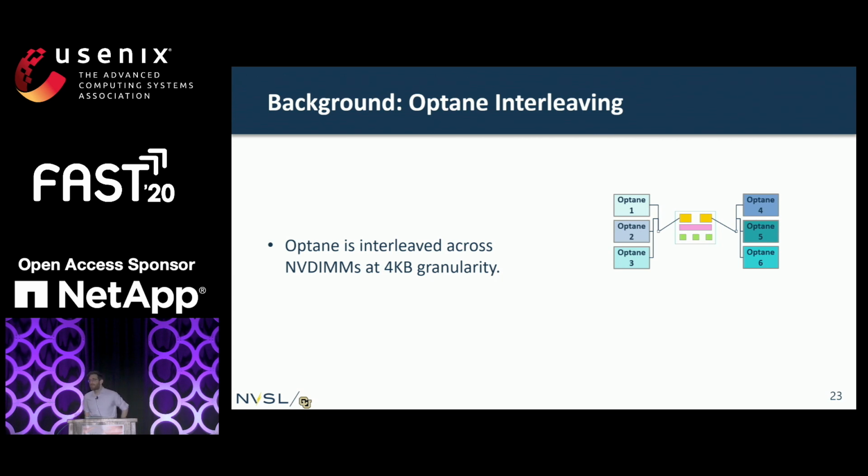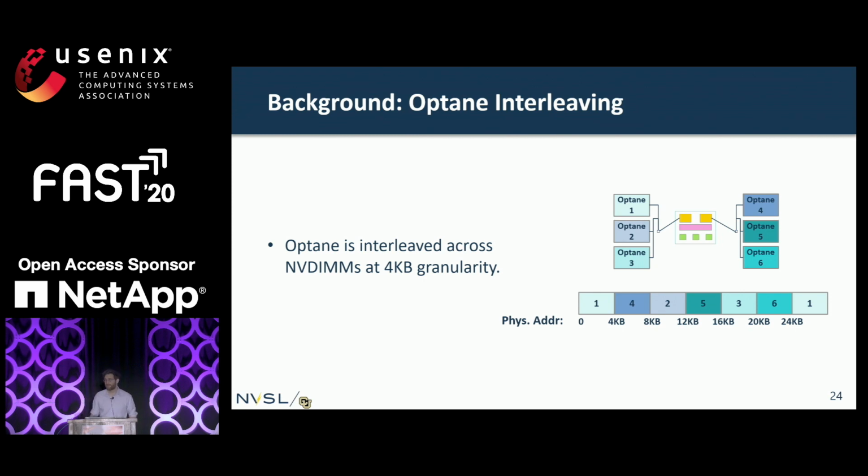Okay, so one other thing that's important to understand about Optane from a performance perspective is that, generally speaking, Optane is interleaved across non-volatile DIMMs at 4K granularity. That is, if we have some set of physical addresses, the first 4K is going to reside on Optane DIMM 1, and then the next 4K is going to reside at the other memory controller at Optane DIMM 4, and then 2, and then 5, and then 3, and then 6. So for every 24K that we traverse across the physical address space, we're going to touch all 6 Optane DIMMs, which is the maximum number that we can put on the socket. And at the 25th kilobyte, we're going to circle back to the first DIMM.